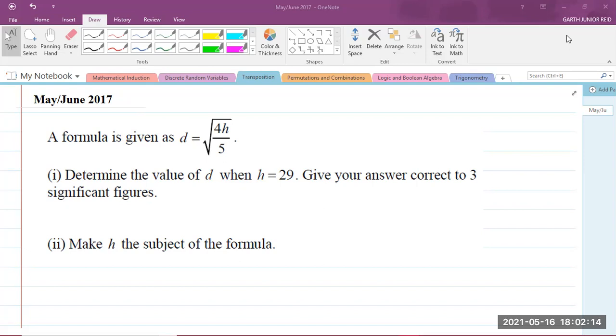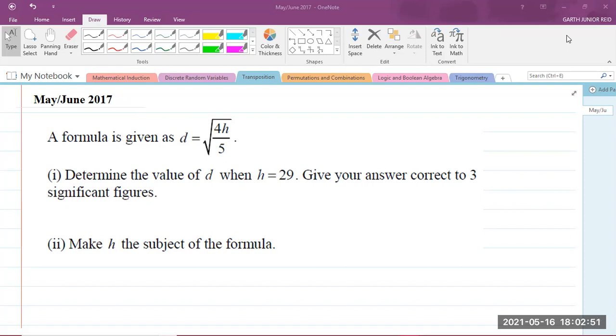Mr. Garthreed here. All right, we'll be looking at a CSEC mathematics past paper question from the May June 2017 paper. The question says a formula is given as D is equal to the square root of 4h divided by 5. The first part says determine the value of D when h is equal to 29, and give your answer correct to 3 significant figures. Part 2 says make h the subject of the formula.